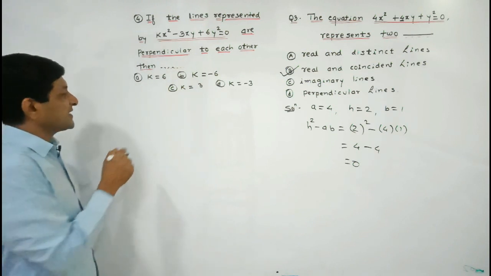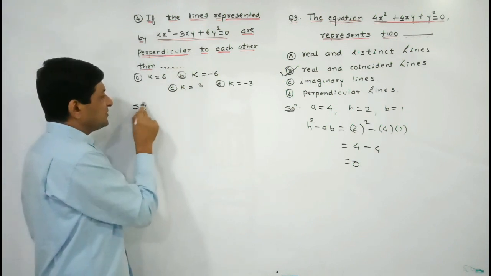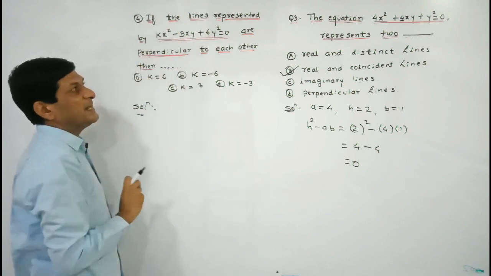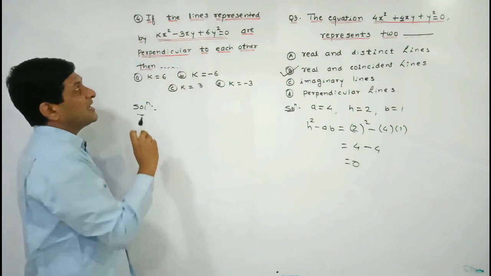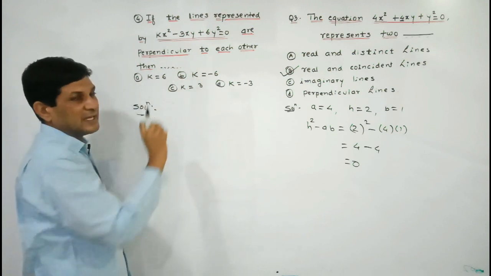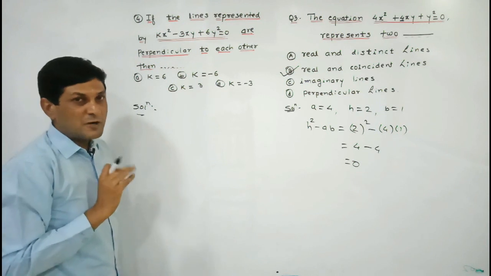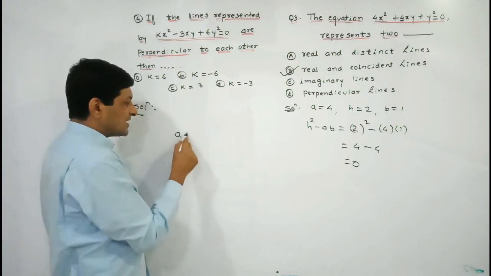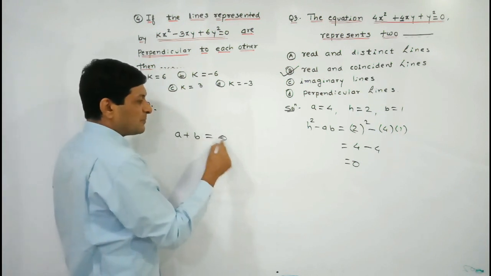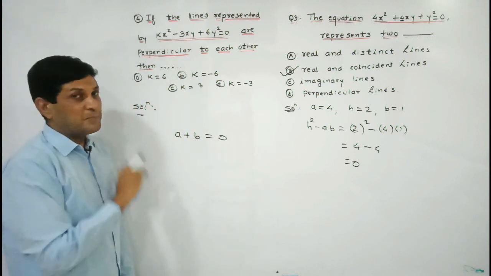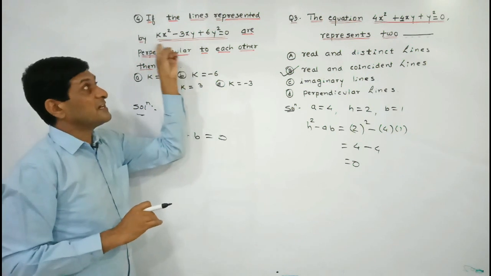Now see in the next example, one homogeneous equation is given to us, and if this equation represents perpendicular lines, then our aim is to find out the value of what? k. So the lines represented by the given equation are what? Perpendicular. And which condition is satisfied if lines are perpendicular? a plus b is equal to 0. We know that this is the condition for lines to be perpendicular, which are represented by a homogeneous equation.